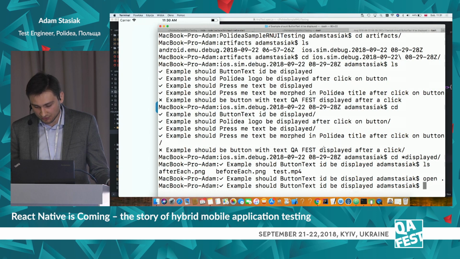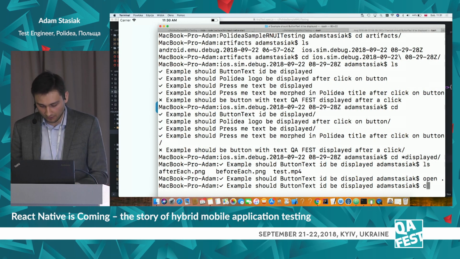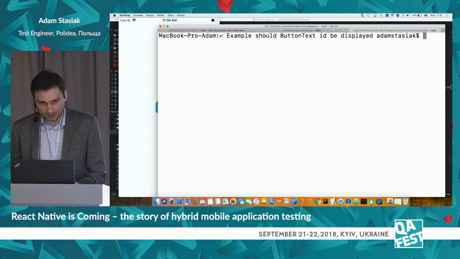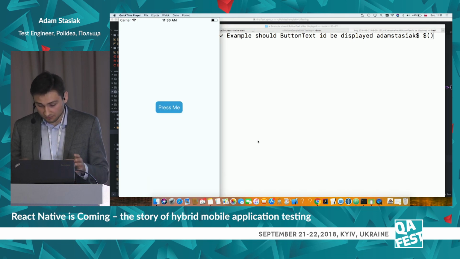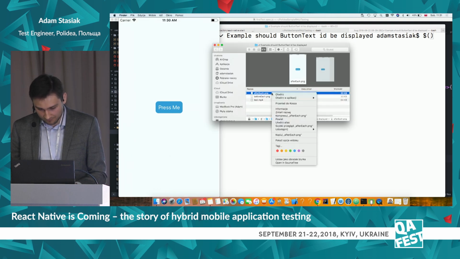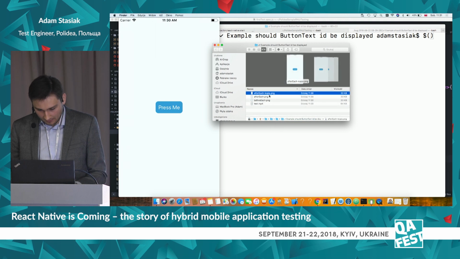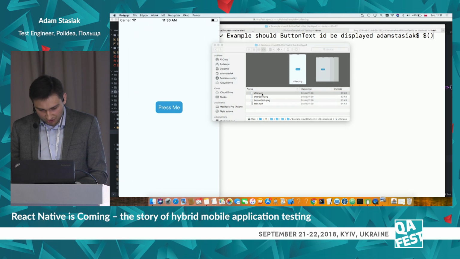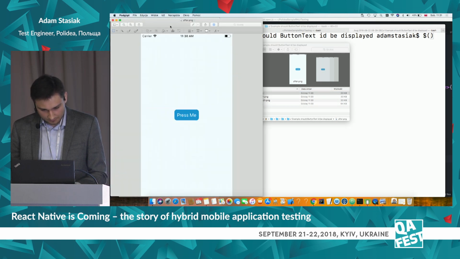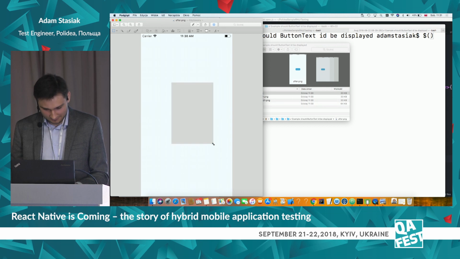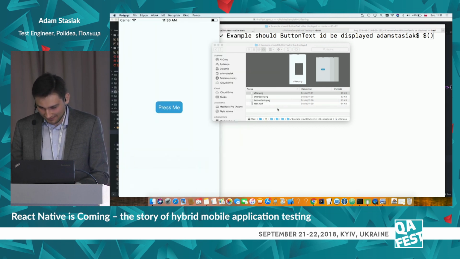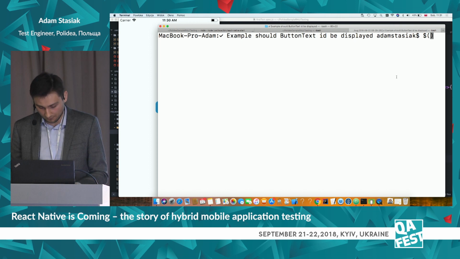We can use screenshot comparison. I found a tool from Yahoo. It's named BlinkDiff, and you can see that we can use this for some snapshot testing. I will make a copy of this file, after each. We'll change the name to after. And I will change something on this. Just delete part of image. And now I will run this BlinkDiff tool.